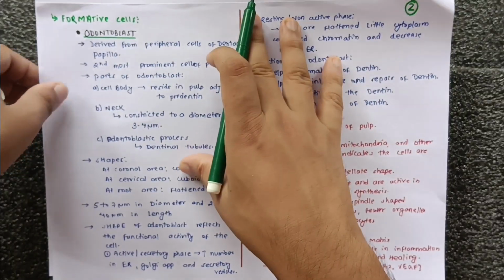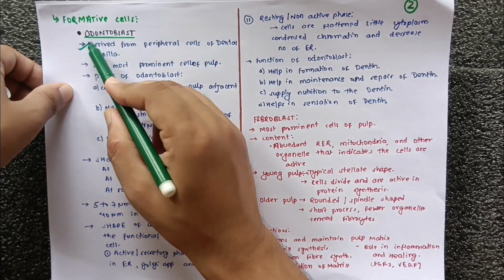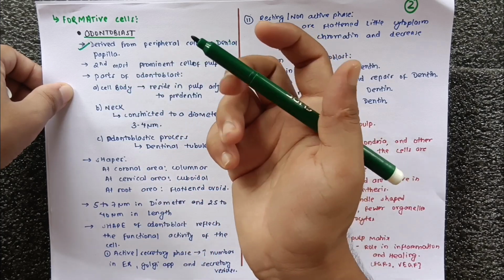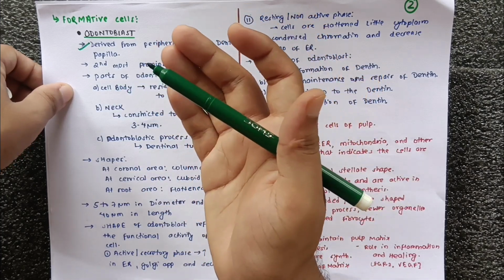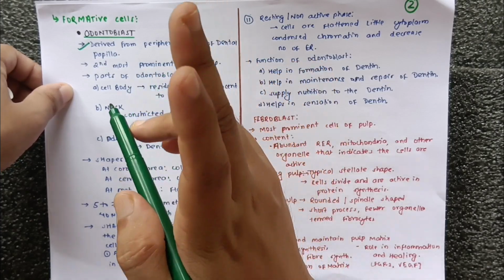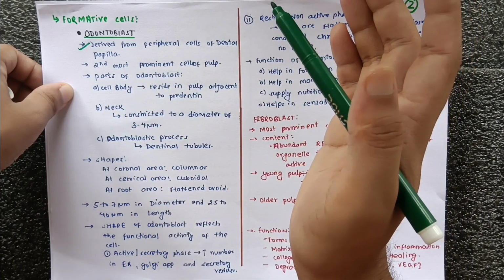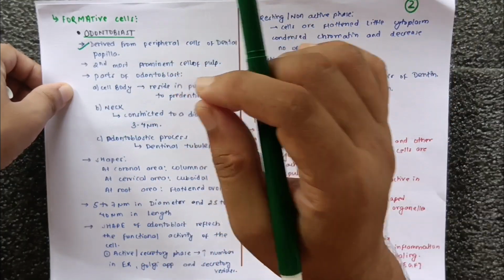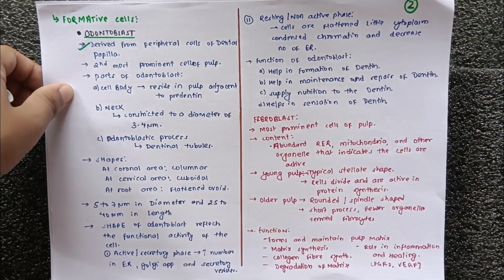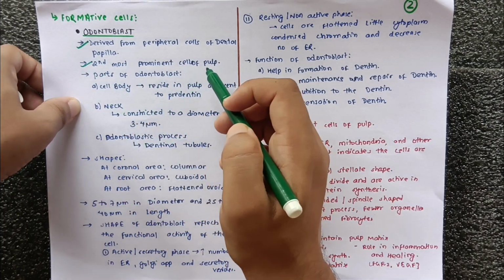so you can relate all those points from both the chapters. Okay, so our first cell is the odontoblast, and the first point, as I have written here, is that it is derived from the peripheral cells of the dental papillae. Okay, which is very easy to remember if you have watched the video on the development of the teeth, where I have properly discussed this. So this dental papillae gives two structures, one is pulp and another is dentine. Okay, and the dental sac or the dental follicle gives other structures like cementum, periodontal ligament, and alveolar bone. Okay, our second point is that it is the second most prominent cell of the pulp.